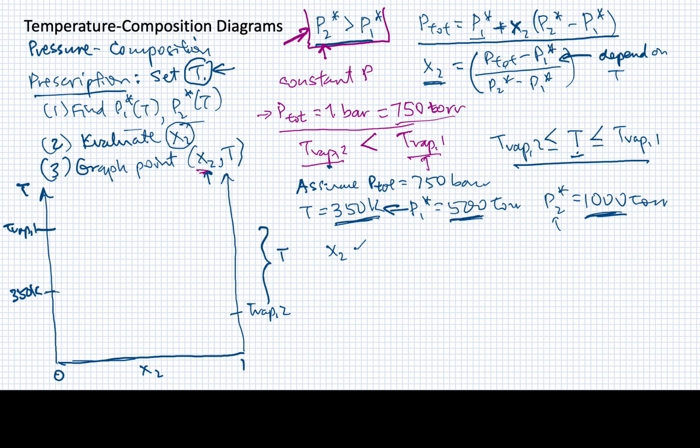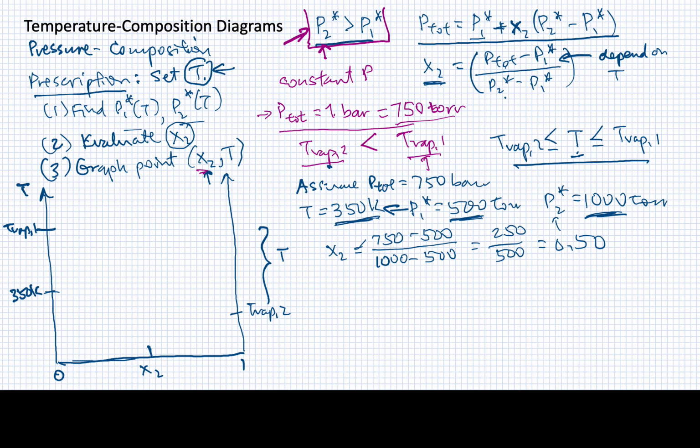P tot is 750, P1 is 500, and then in the denominator I've got P2 minus P1, so that'll be 1,000 minus 500. You'll notice I picked numbers that are pretty easy to use. Okay, so I'm going to have 250 divided by 500, or the mole fraction is exactly 0.5. Oh, what a miracle. 0.5. Okay, so we're right here in the middle.